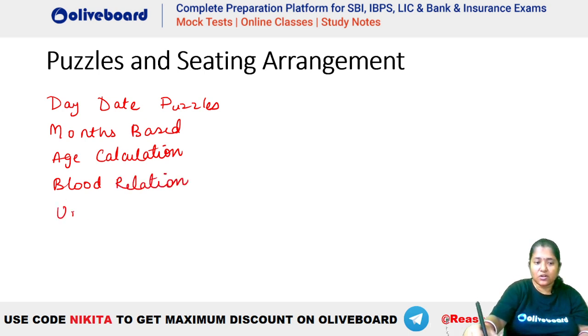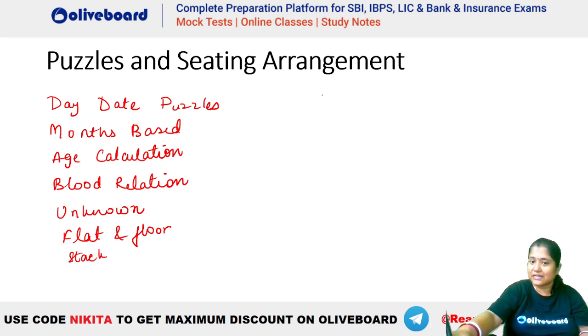Okay, unknown number, flat and floor with variable. Okay, flat and floor के साथ variable add कर देते हैं. So everything will be the same, right? Stack arrangement दे देंगे. They will give you a box arrangement, they will give you again linear arrangement, linear हो गया, circular हो गया, multiple rows हो गया, ठीक है, square हो गया.